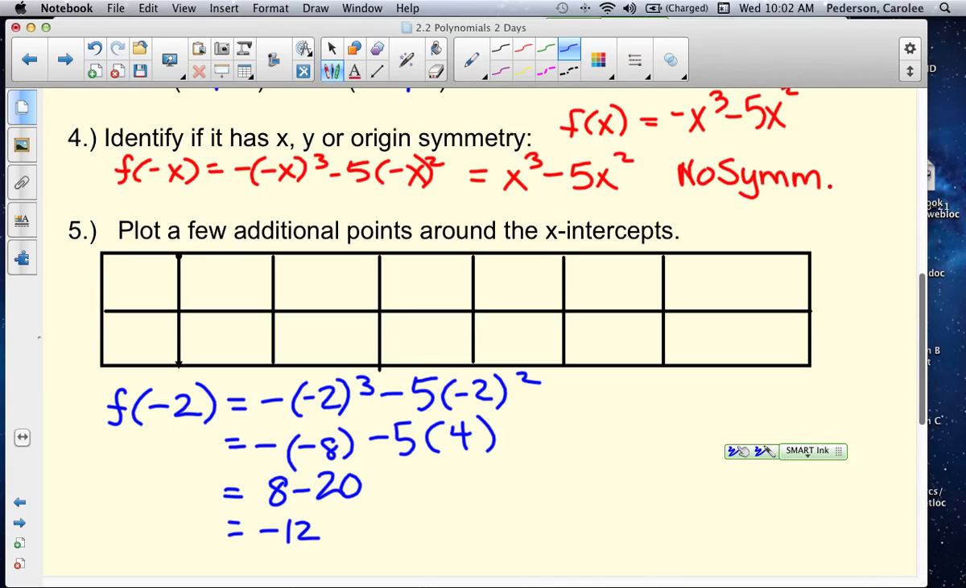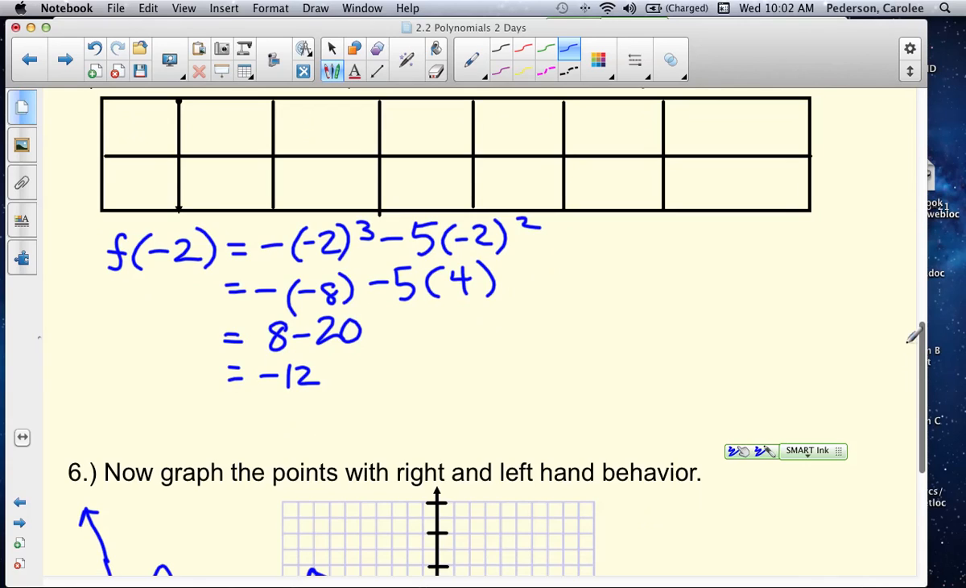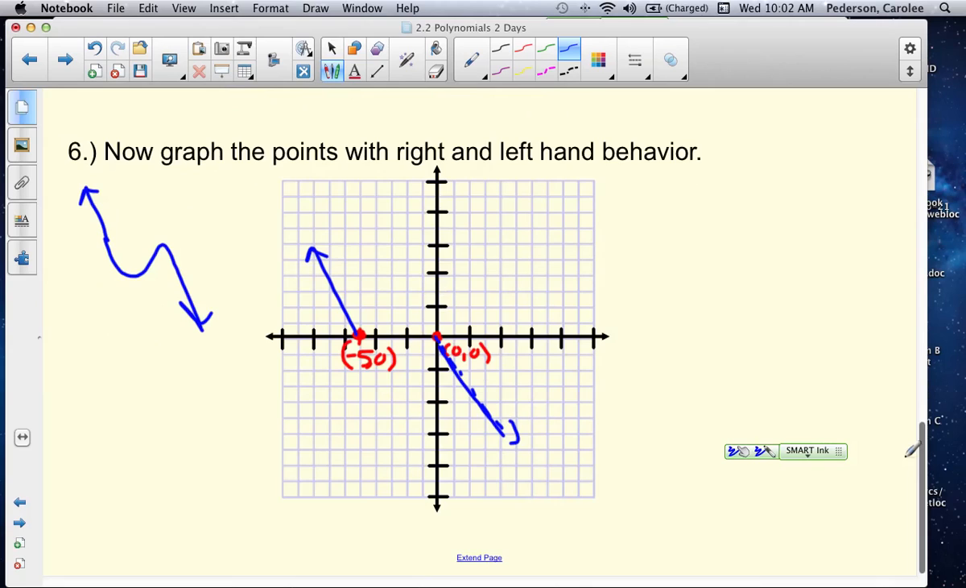So what is the ordered pair that we just found then? Yep, negative 2, negative 12. So then we can go and graph that. At negative 2, I'm down at negative 12. So what do you think is happening here? Remember, this cannot cross the x-axis. Can't cross it because that repeated 0 is even.